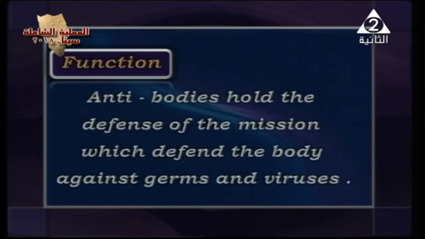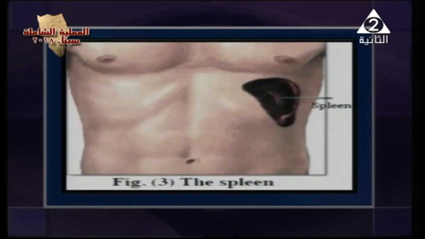Also, the antibodies hold the defense of the body, which defends it against germs, viruses, bacteria, and so on, any pathogen. This is a function of antibodies, which are manufactured or secreted by the spleen. And this is the form of the spleen, as we said, found in the abdominal cavity at the upper location of the body.